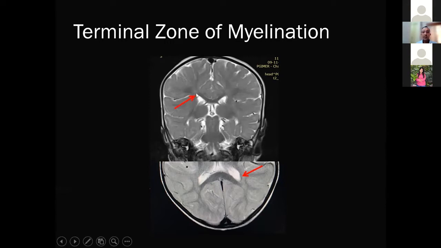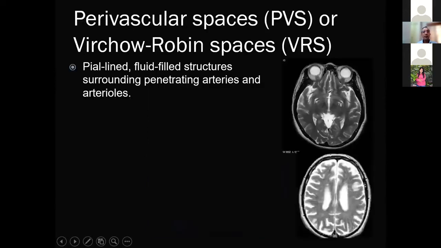This very clear T2 hypointense line. Next is the characteristic location, which is the superior and the posterior aspect of the posterior horn of the lateral ventricles, and the triangular configuration of the terminal zone of myelination with the apex towards the superior aspect.